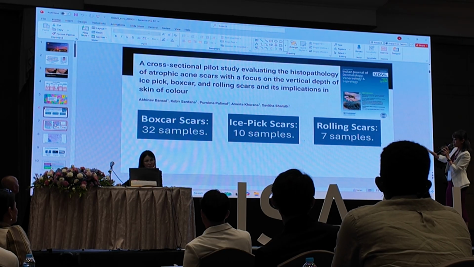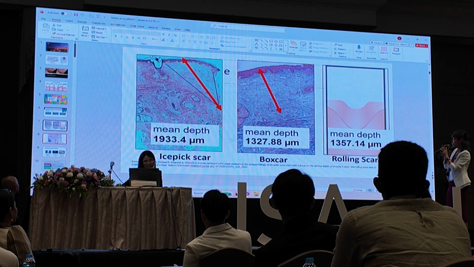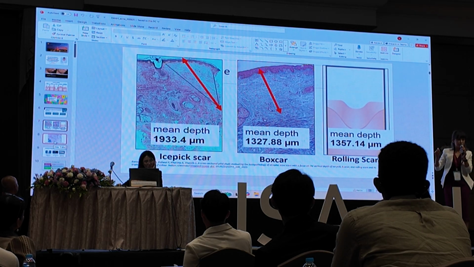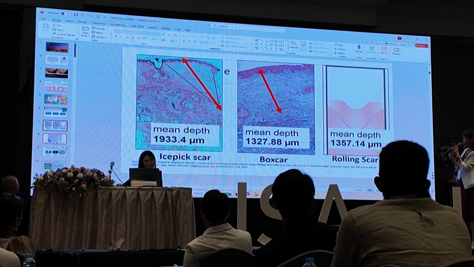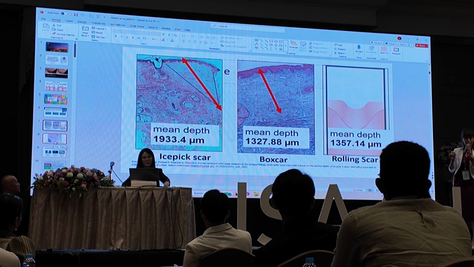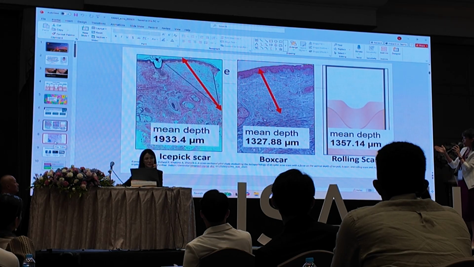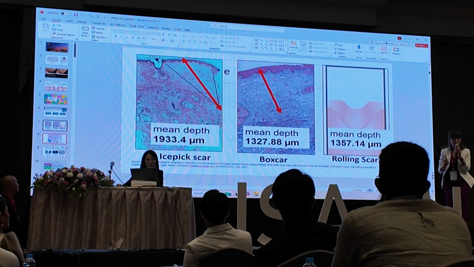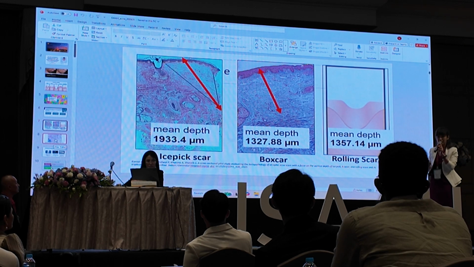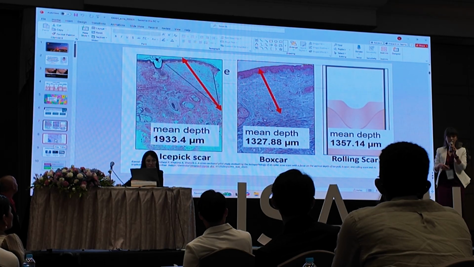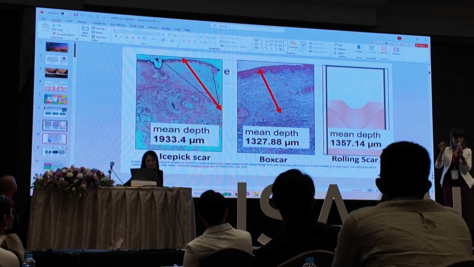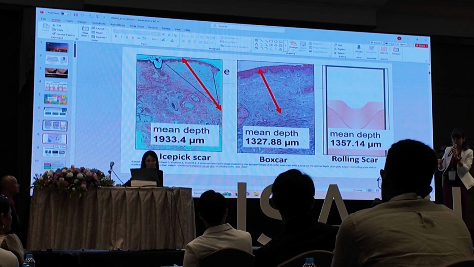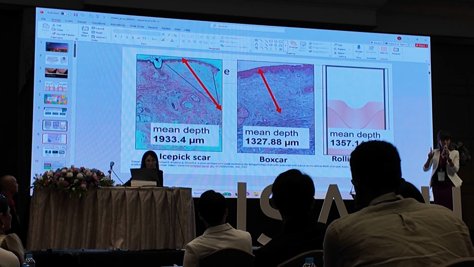The next slide please. They found that the mean depth of the ice pick scar is deeper than we think. The mean depth is 1,900 micrometers, which is nearly 2 millimeters. And what is the concept of 2 millimeters? Our skin thickness is already 2 millimeters. So the ice pick scar is actually the thickness of our skin. Why it is important, I will explain later.